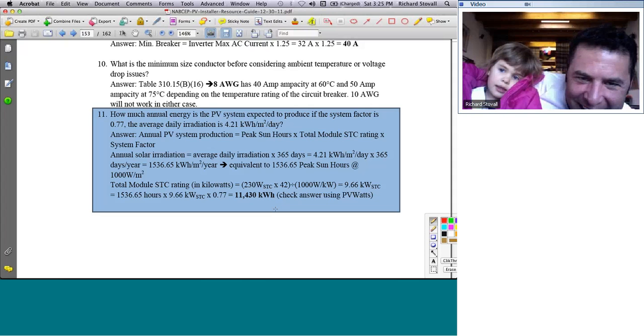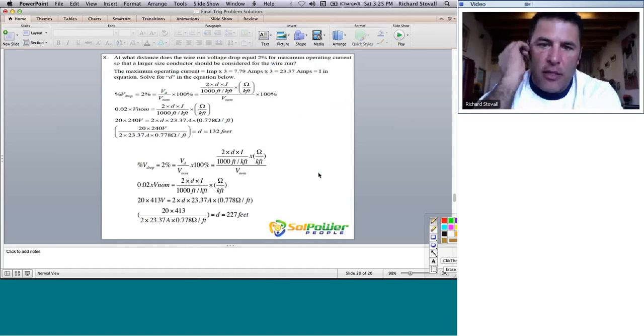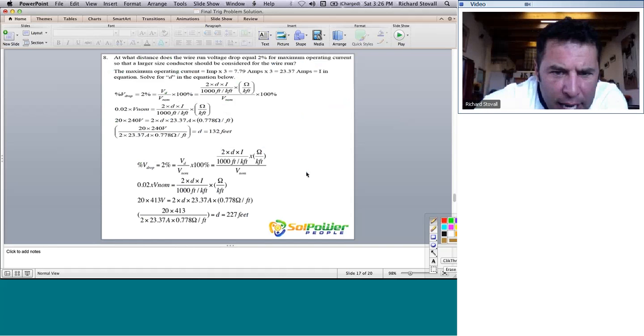On number 8, that round trip is in the top where you have 2 times D times I. Okay, let me go back. In number 8, when you have distance, that formula, 2 times D times I, that 2 is for the round trip distance. Right, yes. And from your perspective, did it get applied accurately in this equation? Yeah, it did. It's fine.